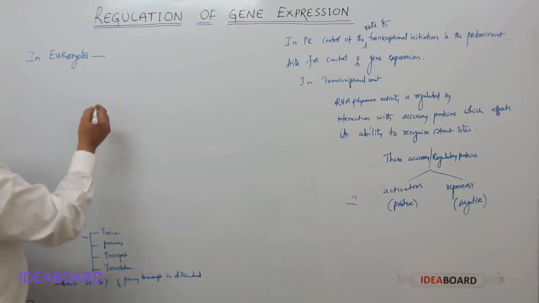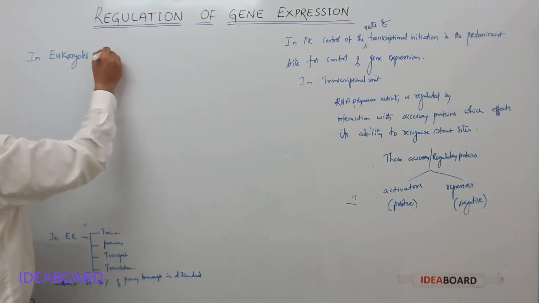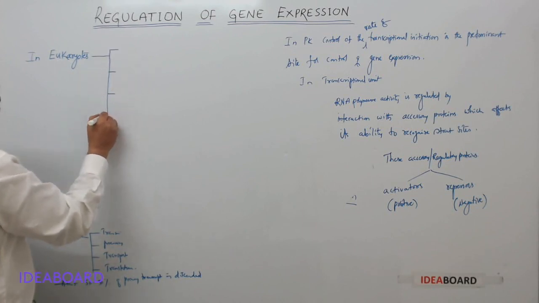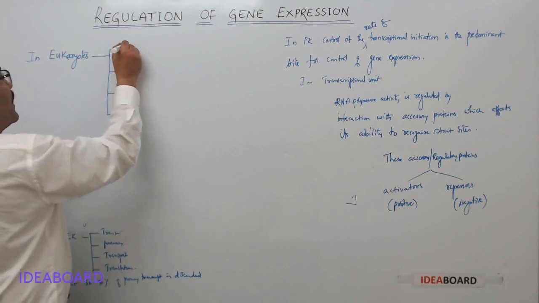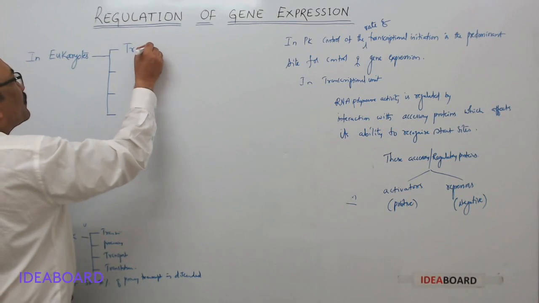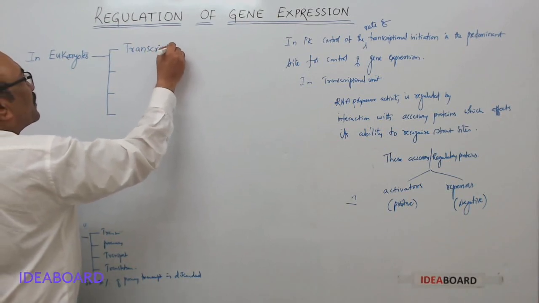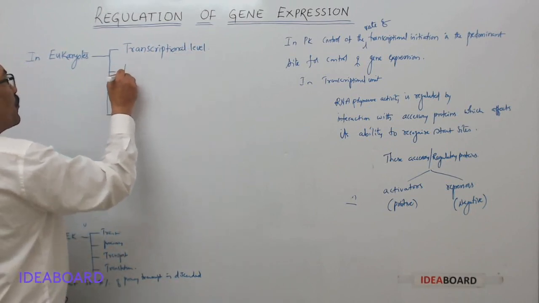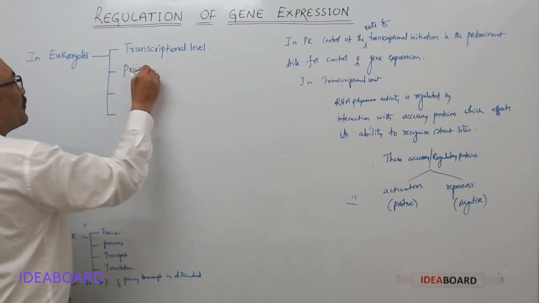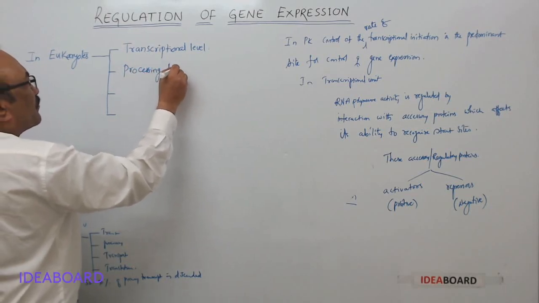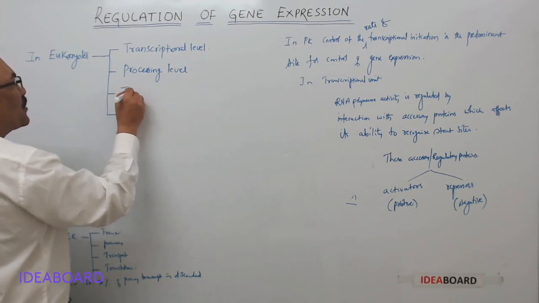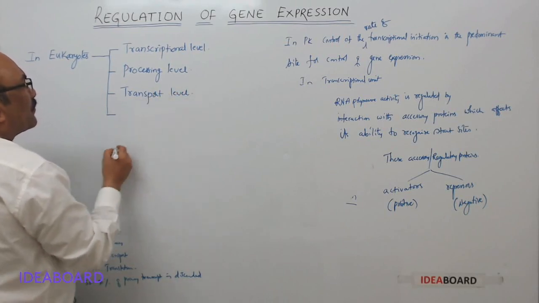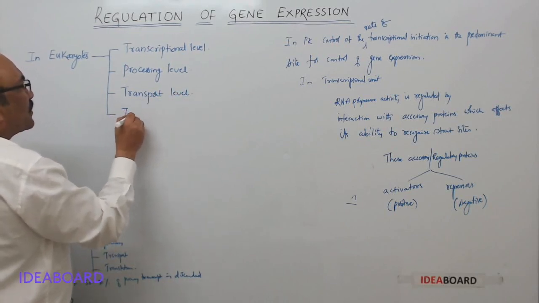at the time of protein formation, the gene is regulated at four levels. One is the transcriptional level. The second one is the processing level. The third is the transport level. And the fourth one is the translational level.